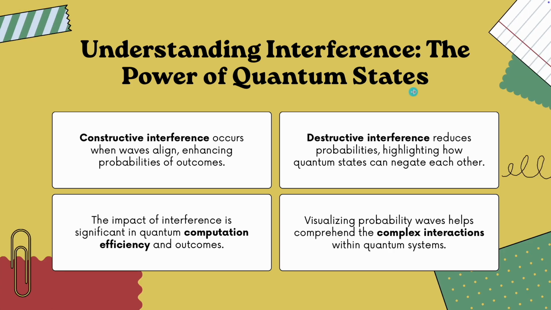Now let's talk about interference. Quantum states behave like waves. And when these waves interact, they can either amplify each other, called constructive interference, or cancel each other out, called destructive interference. Quantum computers use interference to boost the probability of correct answers while canceling out wrong ones. This process is what makes them efficient at finding solutions. And again, we'll dive into this later on in other videos. For right now, this is all you need to know.